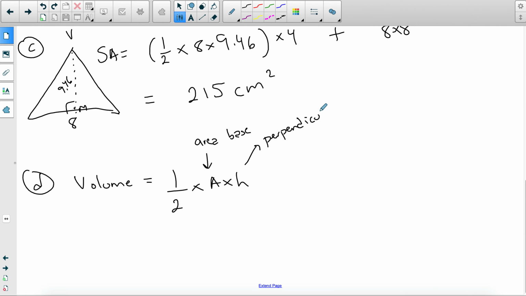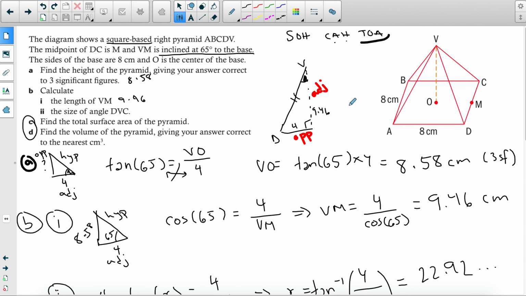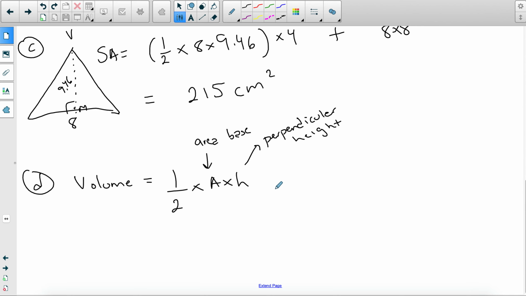Very important, because I could take the slanted height VM, or the slanted height VD, or I could take VO. It's always VO because that's the height that's 90 degrees to the base. VM and VD are not 90 degrees to the base. And so, sorry, it's not a half, it's a third.